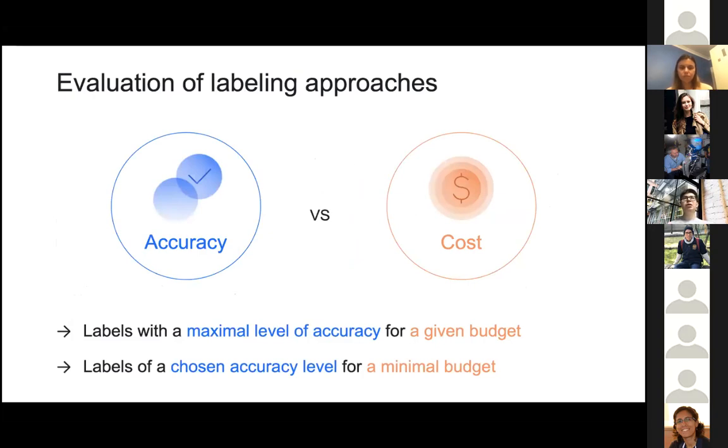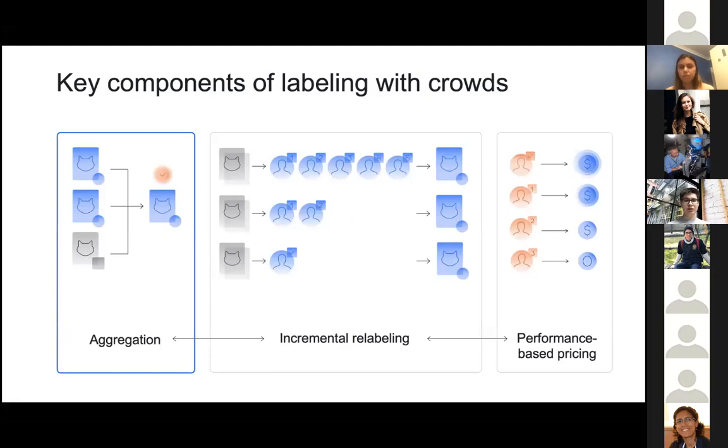And I recommend considering the crowdsourcing annotation problem as the trade-off between accuracy and cost. You want to either choose the labels at maximum accuracy for a given budget, or you need to minimize the budget for the chosen level of accuracy. And in my part, which will consist of 3 elements, I will show you how to do this. We have 3 components here. Aggregation, which is the most intensive part. The second part is incremental relabeling, and the last part is performance-based pricing.